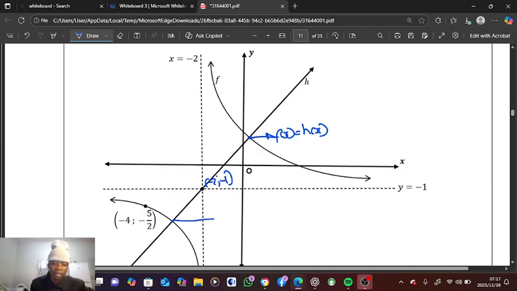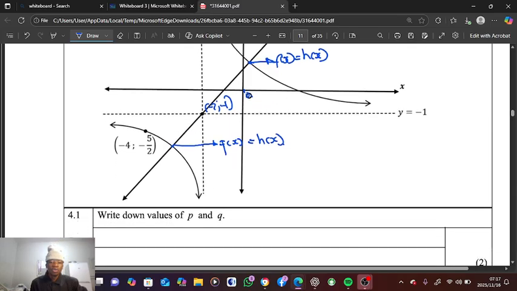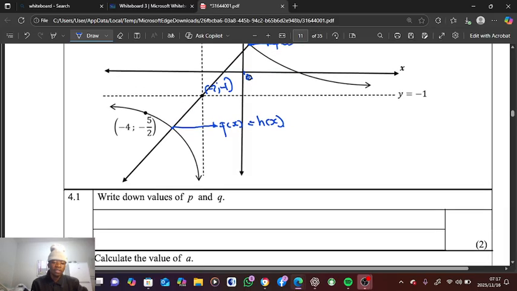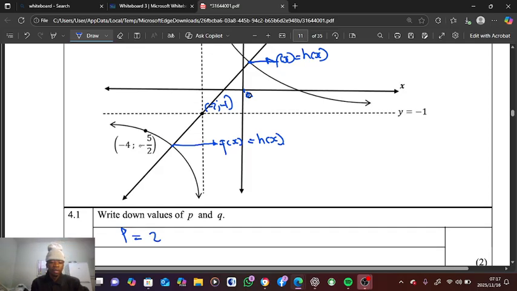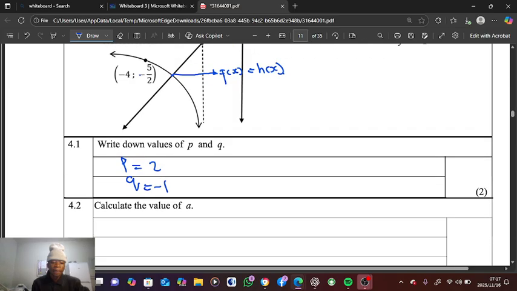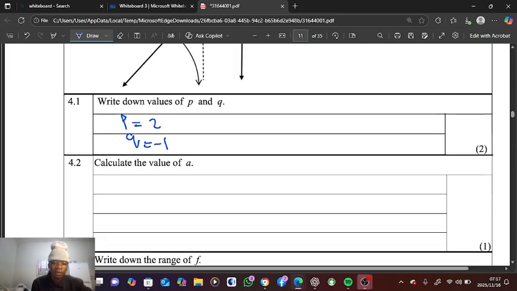Even here we know that f at x is equal to h at x. This is our origin, we know that is 0. So we move on. They say write down the values of p and q. Remember, p is our x asymptote, but then it's written as negative, meaning we are going to take our answer as positive. We're going to have positive 2. Then our q is negative 1. It doesn't change any sign. So they say calculate the value of a.